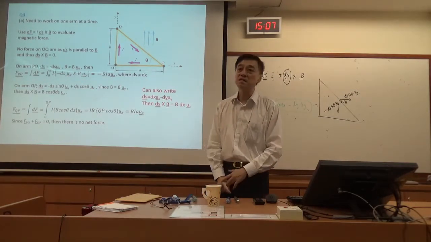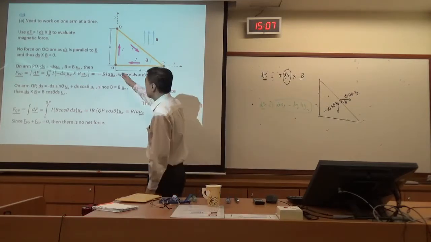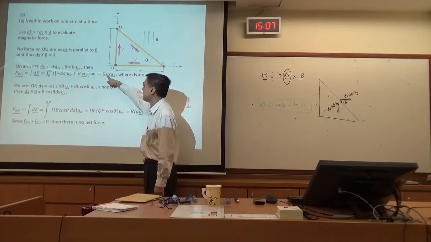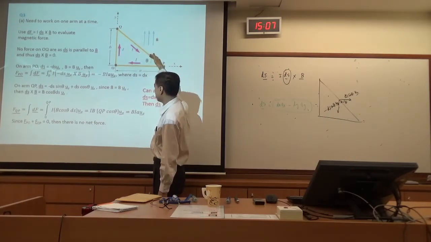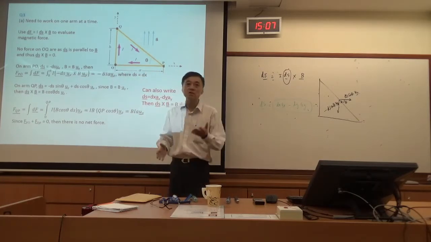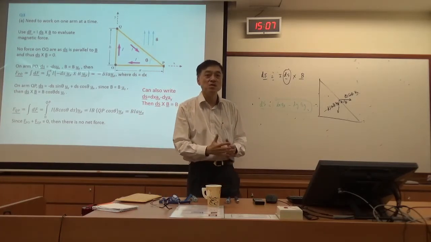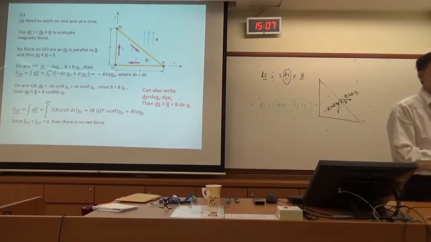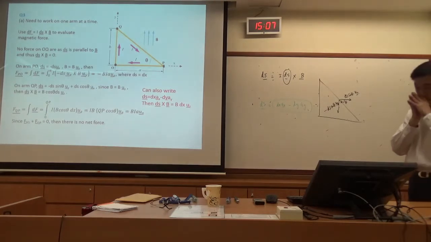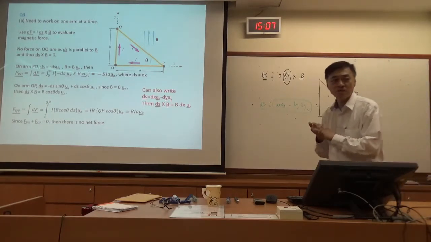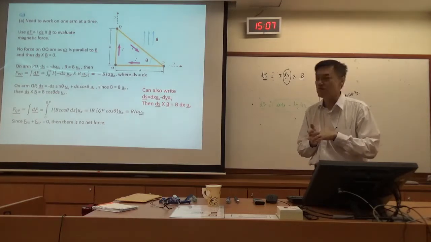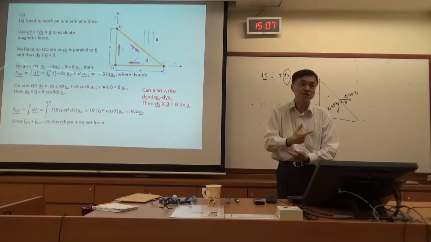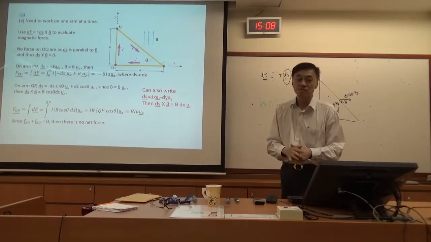Now, the answer is that this one has no force. This force is minus B I a uz. This force is B I a uz. So the net force is equal to 0. So the net force on the loop is equal to 0. Now, magnetic field is more difficult compared to electric field because of all the cross products. All the cross products make the vectors start to change directions. So be careful about this one.